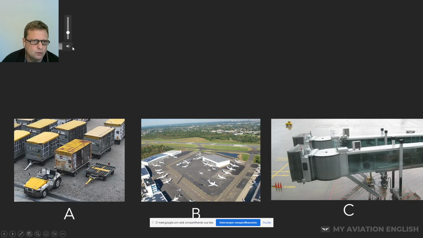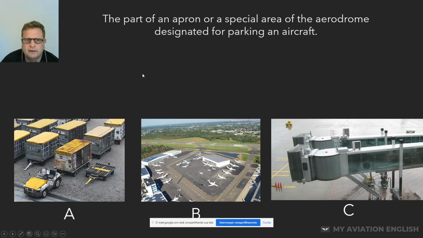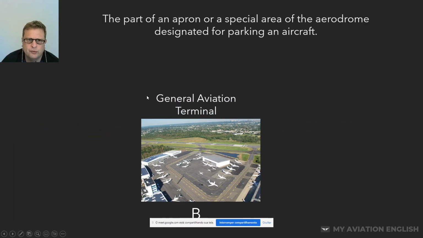Let's continue. Let's roll. Tem um tempo que eu não dou essa aula, então já estava esquecido. The part of an apron or a special area of the aerodrome designated for parking an aircraft. Isso é muito fácil. The part of an apron or a special area of the aerodrome designated for parking an aircraft. Letter B, yes. The general aviation. Yeah. General Aviation Terminal. Repeat, please, the sentence. The part of an apron or a special area of the aerodrome designated for parking an aircraft. Ok, parking.